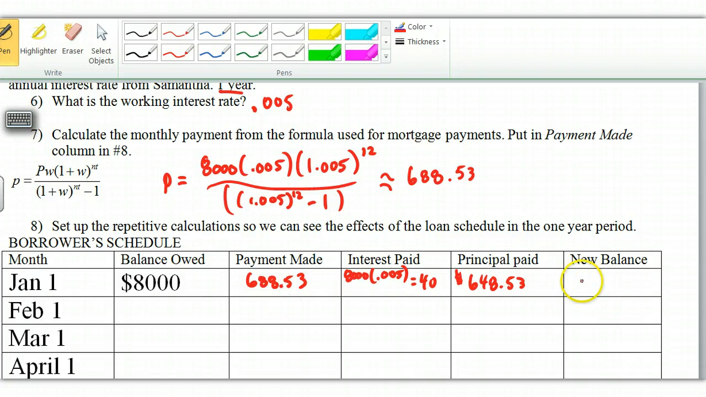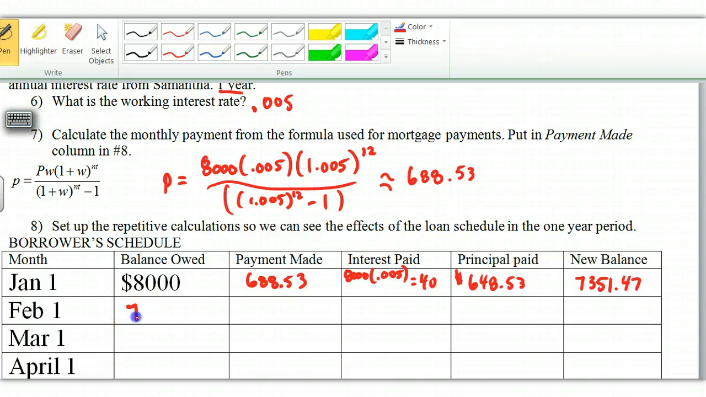Now, what's my new balance? Well, it's going to be 8,000 minus this 648.53. So I took my 8,000 and I subtracted this principal. The principal is the amount that I owe that I'm paying off with this payment of 688. So I can take the 8,000 minus this and I get 7,351.47. This $40, as far as I'm concerned, goes poof into the air and really into the banker's pocket.